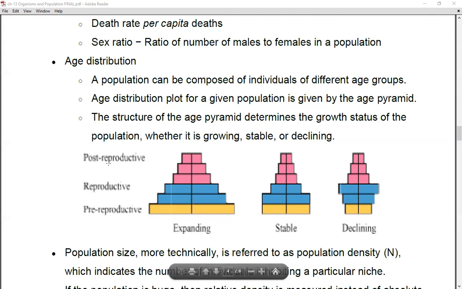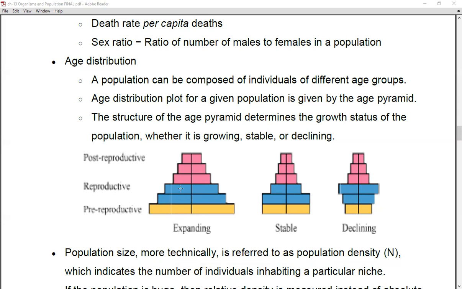So now here you can see three different age groups which are seen over here. First is the post-reproductive, second is reproductive, and third is pre-reproductive, right? The post-reproductive means after reproduction. Reproductive means at the reproduction phase, and pre-reproductive means before the reproduction, right? So before the reproduction, you can see over here there is expanding, which is seen over here. The yellow color shows the pre-reproductive part, or we can simply say the phase.